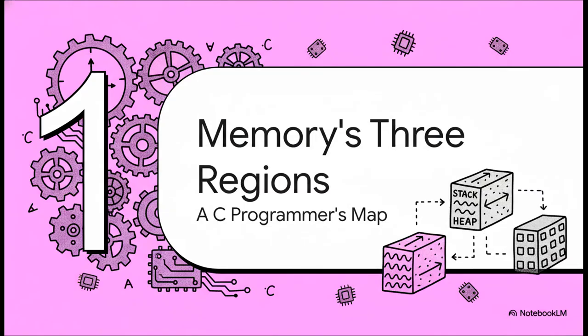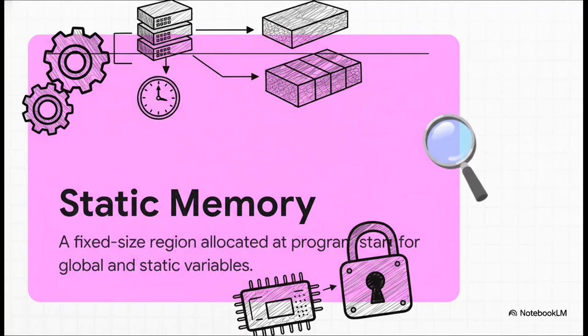Okay, first things first. Before we can even begin to talk about RTOS specifics, we really need a super clear map of the three fundamental memory areas you'll find in any standard C program. Seriously, this is the foundation for everything else we're going to talk about. So, first up is static memory.